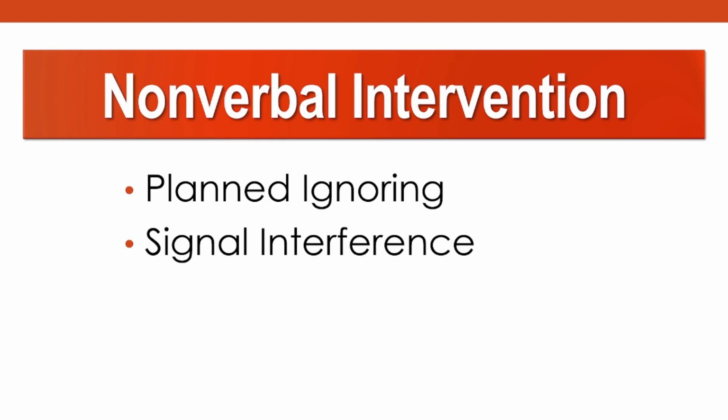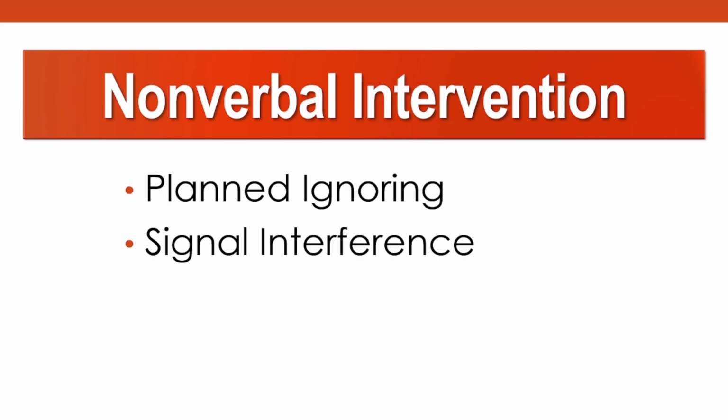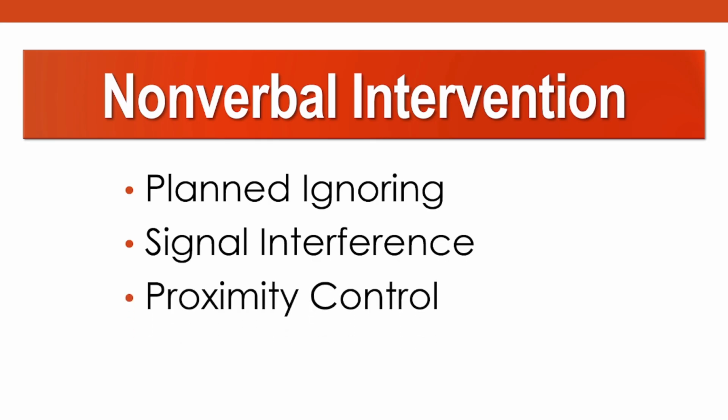Other signals could be the use of hand gestures, or slightly tapping the board or table, enough to make a sound to signal the students to refocus on the lesson. But these signals must be communicated early so that once you use them in class, the students understand what those signals mean. Third on our list is proximity control.